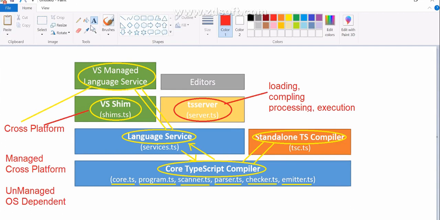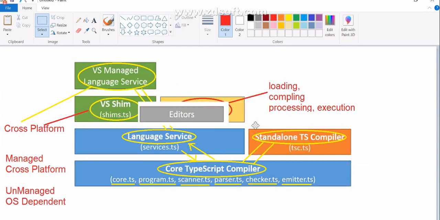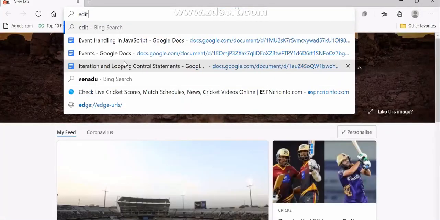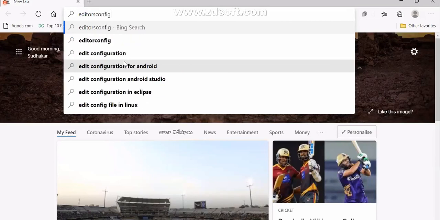Editors are not a part of the TypeScript architecture. It is just kept here. Editors contain configuration for the tools which are used to run, control and work with TypeScript. That means editors are the software tools that we use for building TypeScript applications. There are so many types of editors. You can go to the official editors config site.